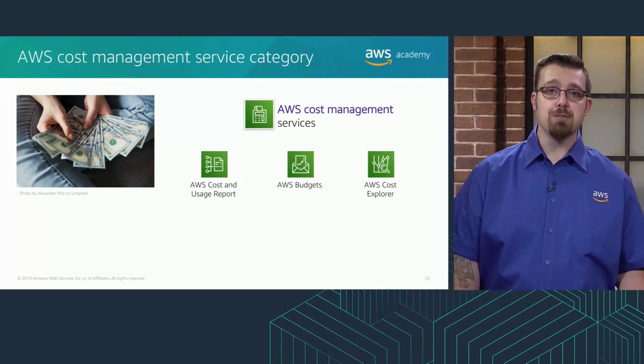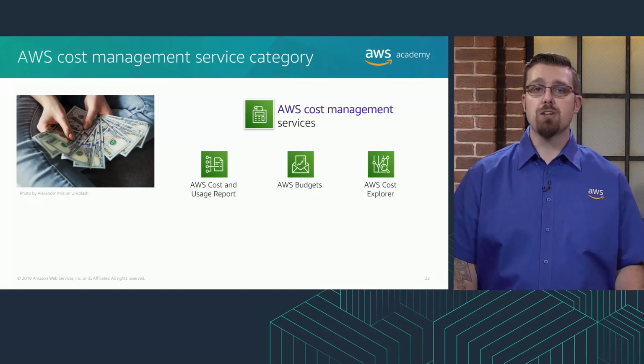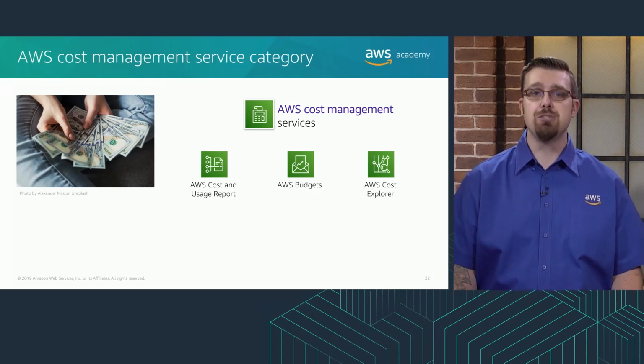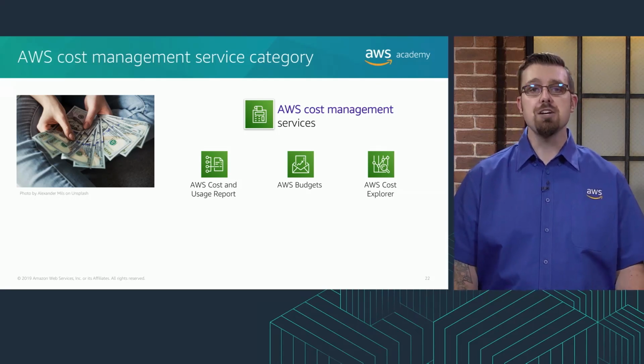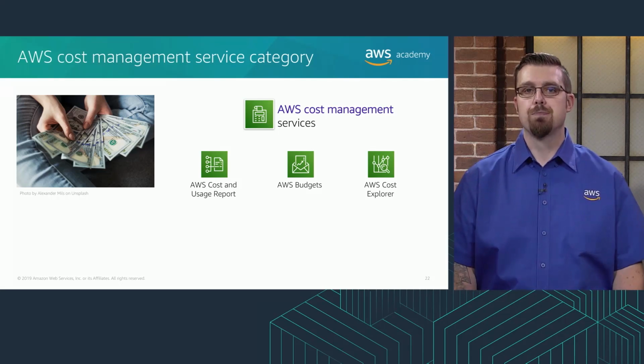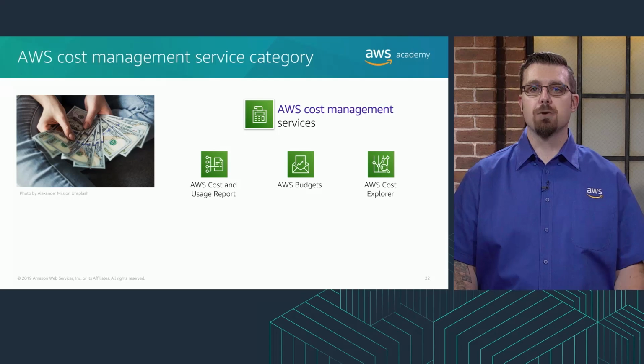Onto the AWS Cost Management services, this includes the AWS Cost and Usage Report, which contains the most comprehensive set of AWS cost and usage data available, including additional metadata about AWS services, pricing, and reservations. Next, we have AWS Budgets, where you can set custom budgets that alert you when your AWS costs or usage exceed, or are forecasted to exceed, your budgeted amount. Lastly, the AWS Cost Explorer has an easy-to-use interface that enables you to visualize, understand, and manage your AWS costs and usage over time.